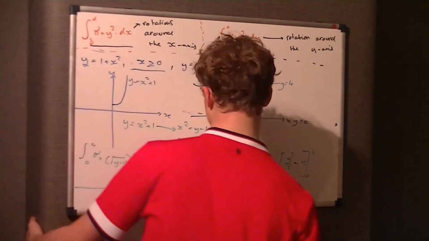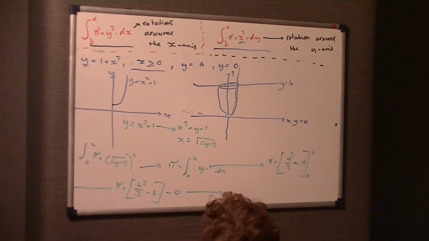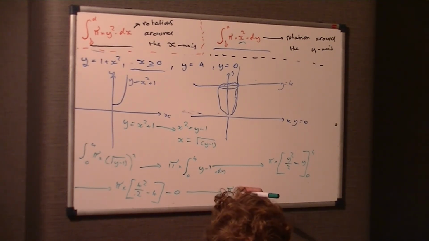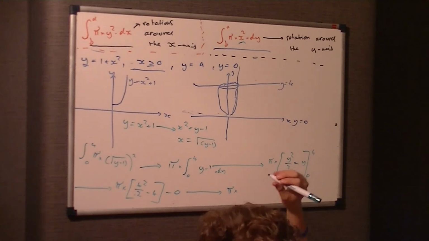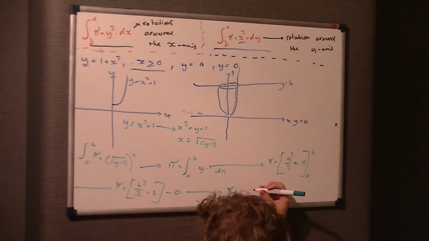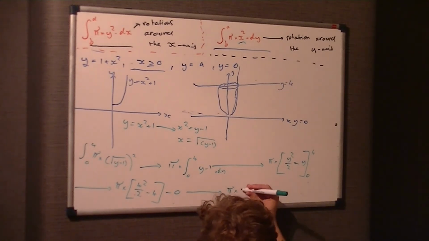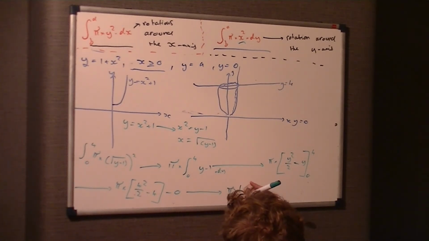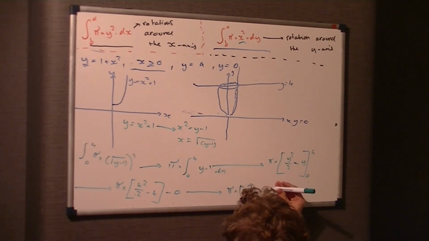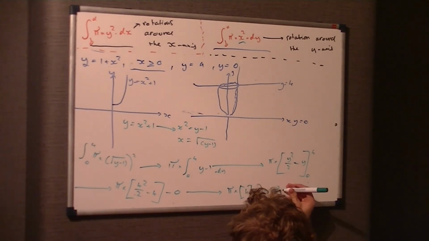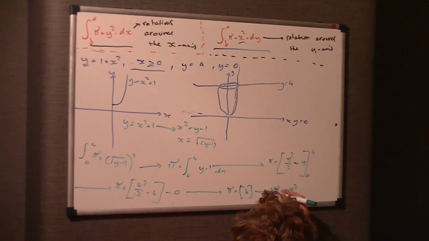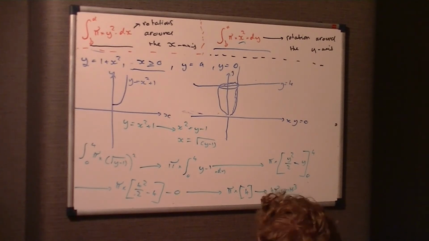Expand this out, so what we've got is pi times 4 squared over 2, that's 16 over 2, which is 8, 8 take 4, which is 4, so it's pi times 4. Hence it is 4 pi units cubed. That is your answer.